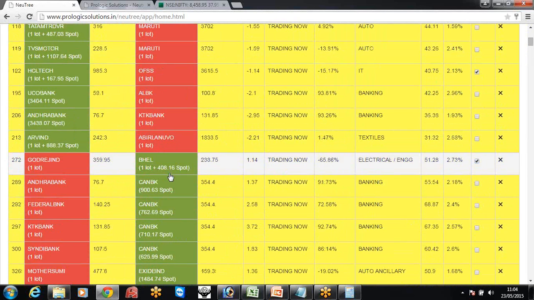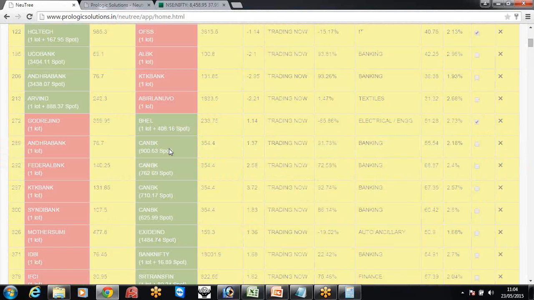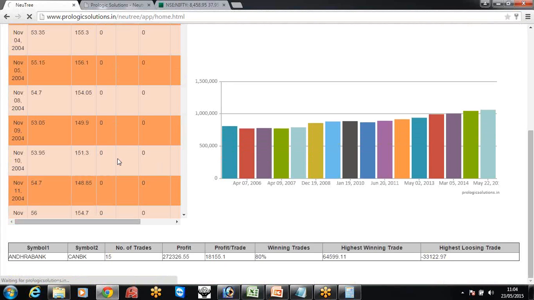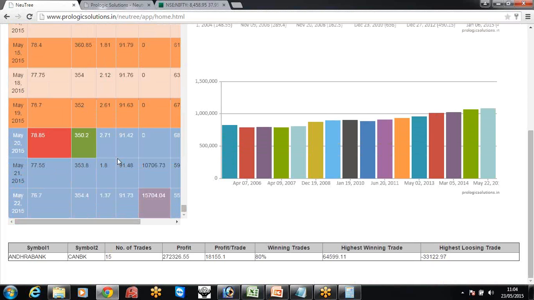I wanted to show you one particular trade, Andhra Bank, Can Bank. So this is a very new trade. You can just see that for Andhra Bank and Can Bank, we got this call generated on May 20th. On the 21st it was 10,000 rupees profit, and on the 22nd we had 15,000 rupees profit. That was yesterday, it closed at 15,000 rupees profit.